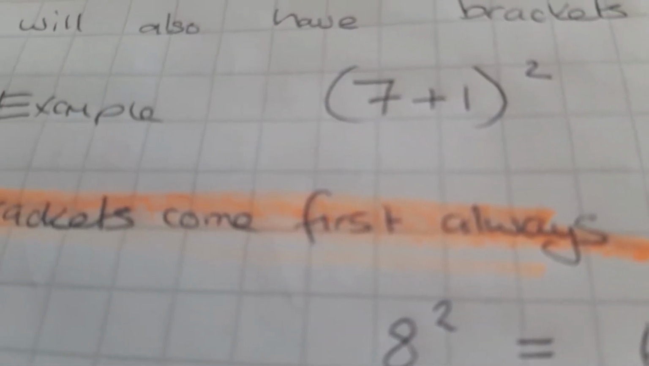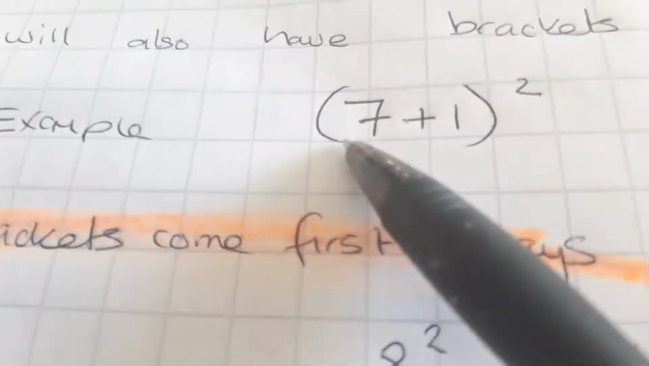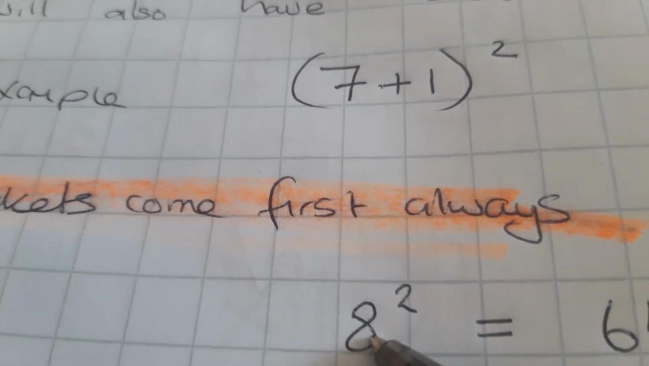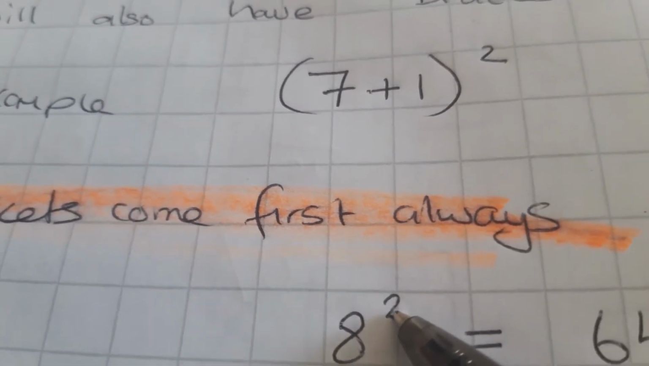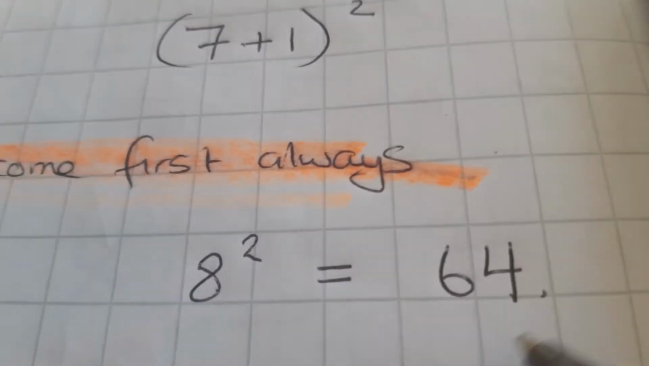Brackets must always come first in any question. Because the 7 plus 1 is in the brackets, we do that first and we get 8. Then comes the index. 8 squared means 8 times 8, which is 64.